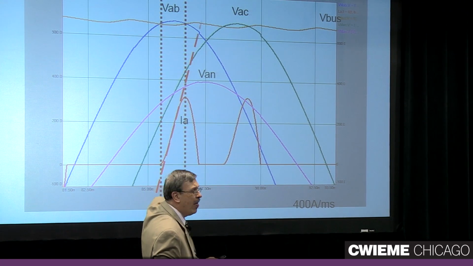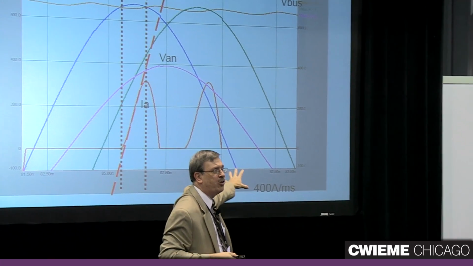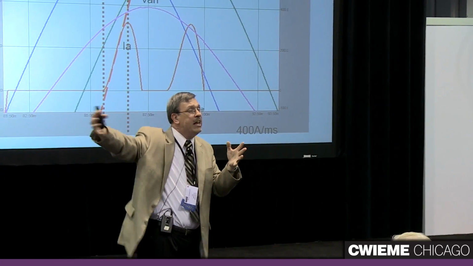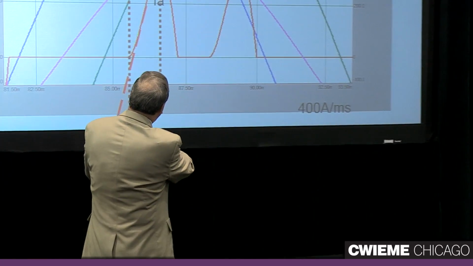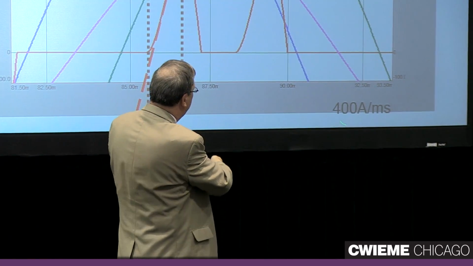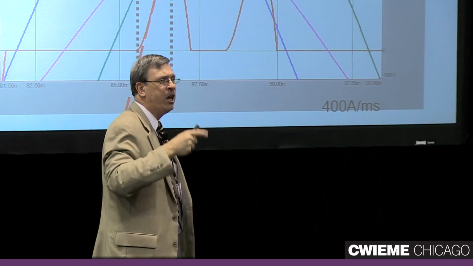In this system, there was very little impedance, very little inductance anywhere in the system, in the transformer or in the cables or anything else like that going to the drive. So the rate of rise of the current is fairly fast. It's like 400 amps per millisecond. So keep that in mind.